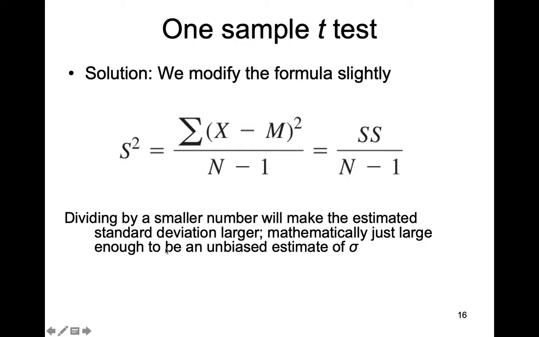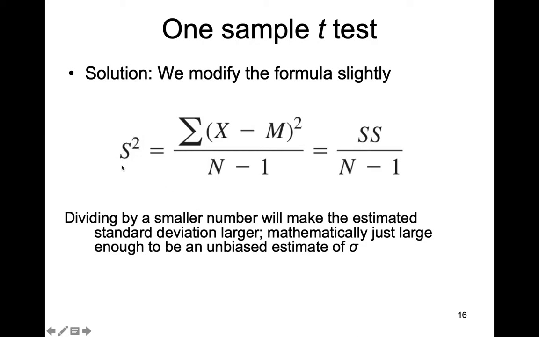By dividing by a smaller number, instead of n minus 1, so instead of 10 minus 1, which is 9, this will make the estimated variance, I say standard deviation here, but it will make the estimated variance larger. And it turns out that it's mathematically just large enough to be an unbiased estimate of sigma squared. I left out the exponent here, but all right.